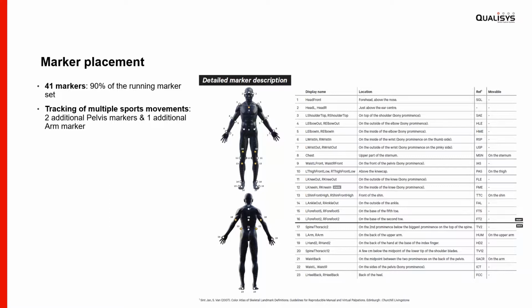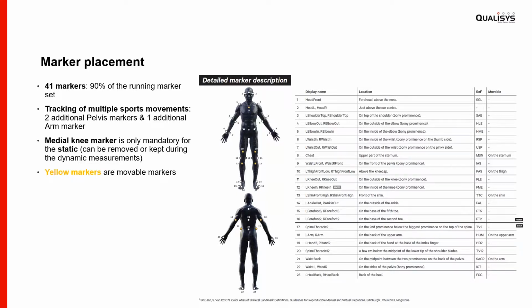So we added a few markers: 2 additional markers on the pelvis and 1 additional marker on each arm. Also, we added a static marker on the internal side of the knee. This medial knee marker is only mandatory for the static, and it can be removed during the dynamic movement if you want to.